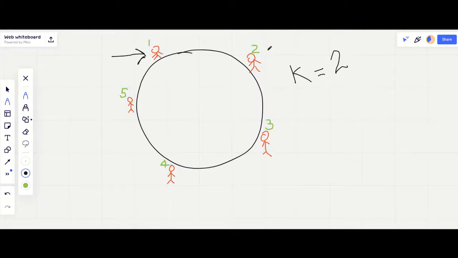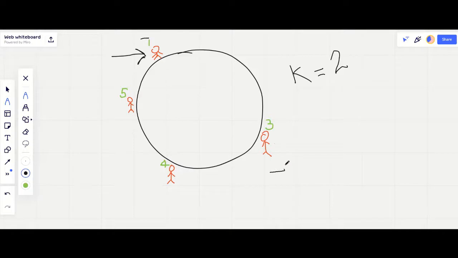So counting k people, the first person that leaves the game: counting from here, 1 and then 2. So this person will leave the game. Now once this person leaves the game, there are 4 people left. The next person sitting immediately clockwise to that person is where the counting will start again, so the counting will start from this position.